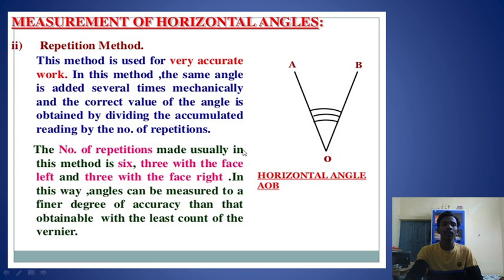Now let's move to the next method, the repetition method. Here the name itself suggests that the same angle will be measured more than one time. So this method is very accurate compared to other methods, because the same angle will be measured a total of 6 times, 3 times from the face left and 3 times from the face right. The total 6 sets of readings will be averaged, and the average angle will be the required horizontal angle.